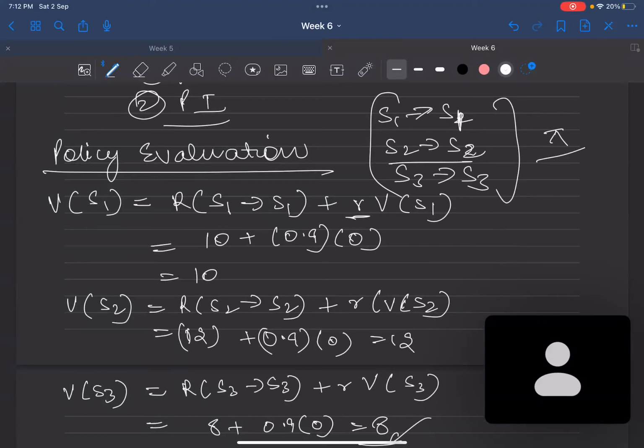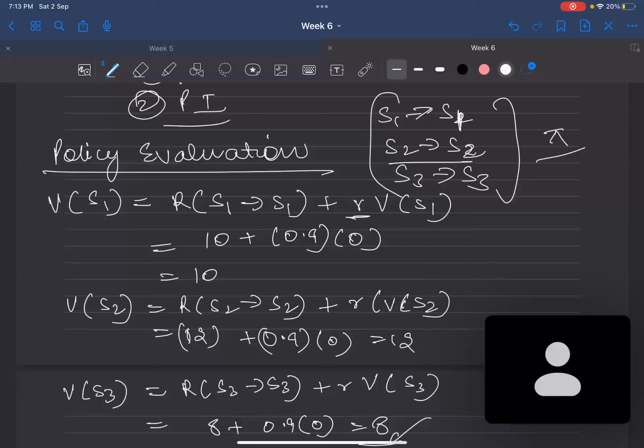So with the policy, we have calculated value functions, and then based on these value functions, we have to select a policy. That is updating the policy. But selecting the policy, basically, look at the current screen.